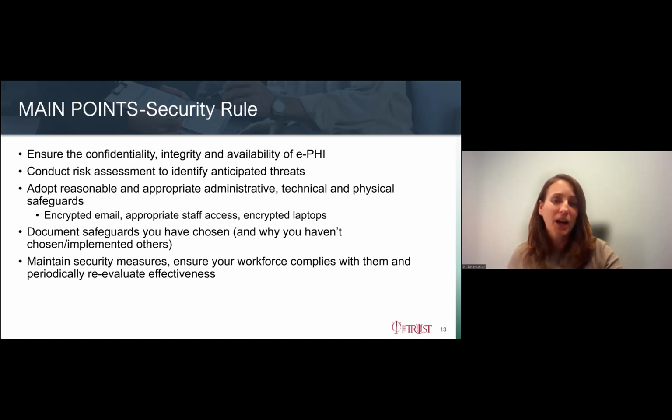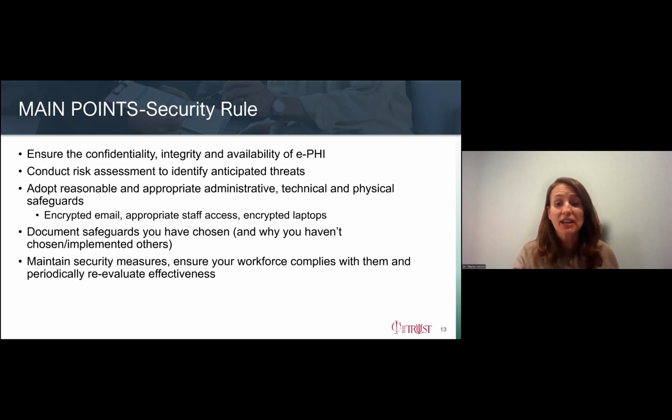And I want to come back to the main points of the security rule. I realize I'm trying to shove a lot of information here. The main points, it wants to ensure the confidentiality of ePHI. So that's the equivalent to the concept of privacy under the privacy rule, that the electronic protected health information is protected from use by or disclosure to unauthorized individuals, entities, or processes.